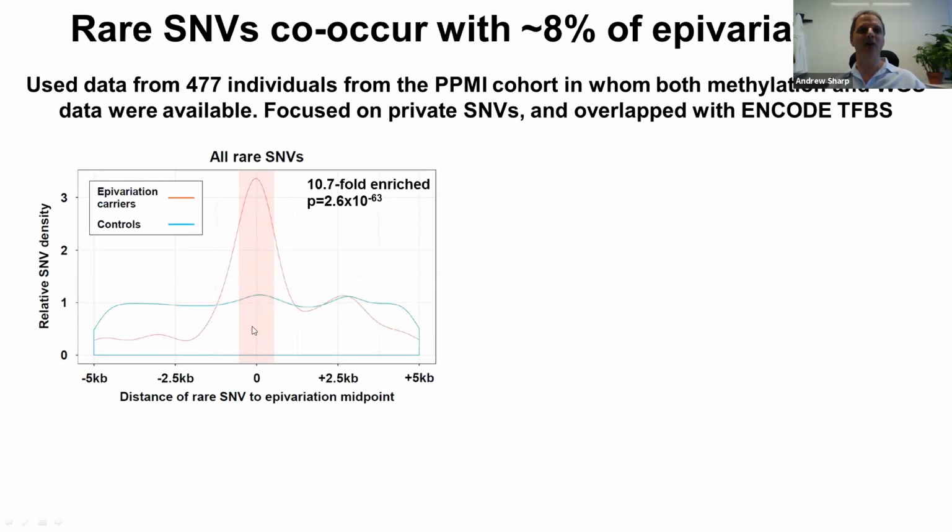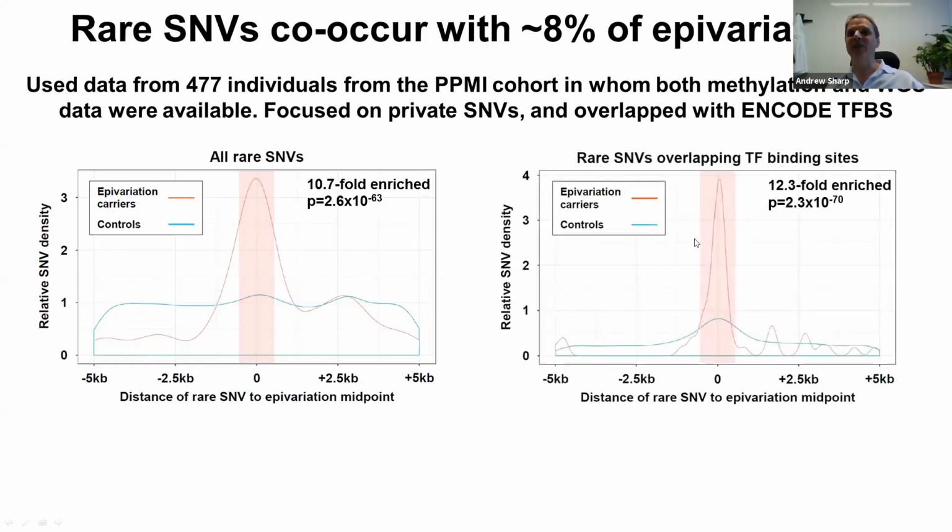the plot here I'm showing you is the relative density of rare variants in epivariation carriers shown by the red line and controls in the blue line. And you can clearly see that here we're looking plus or minus 5 kb around each epivariation. There's a very strong enrichment right on top of the epivariation itself for the presence of rare SNPs in the people that have these epivariation events. This is a highly significant P of 10 to the minus 63 and nearly 11-fold enrichment.